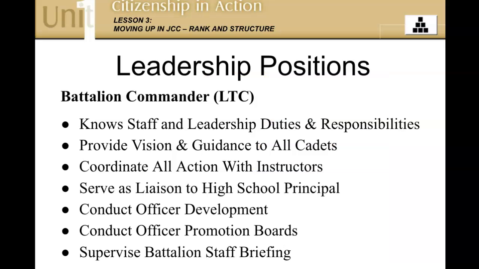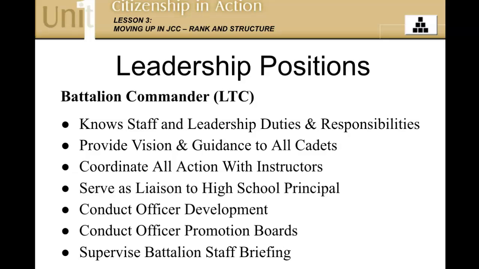All right, so leadership positions. The battalion commander is going to be a lieutenant colonel or cadet lieutenant colonel, right? They are going to know staff and leadership duties and responsibilities. They're going to provide the vision and guidance to all cadets. They're going to coordinate all actions with the instructors. They're going to serve as a liaison to the high school principal, conduct officer development, conduct officer promotion boards, and supervise a battalion staff briefing.